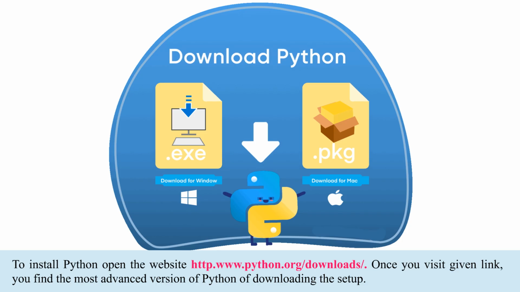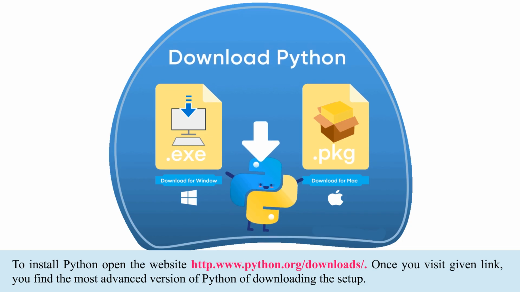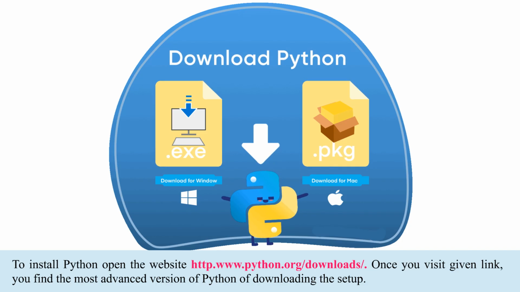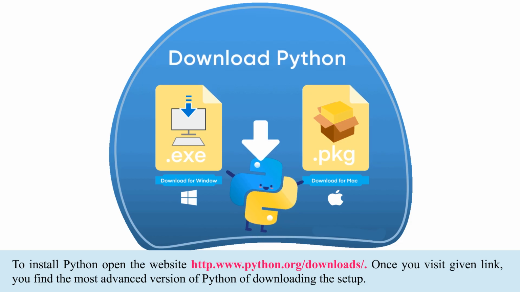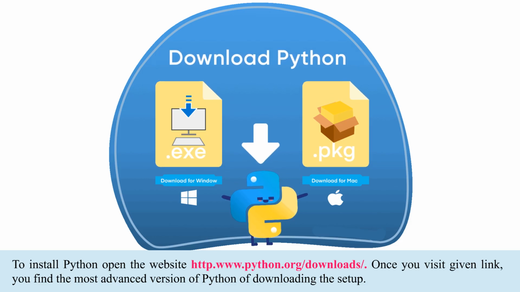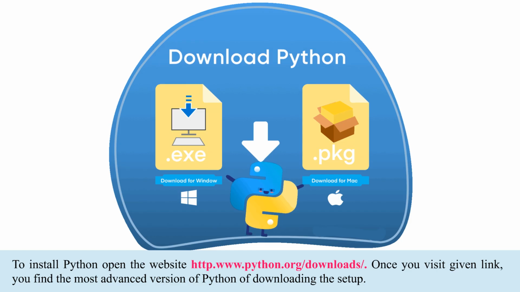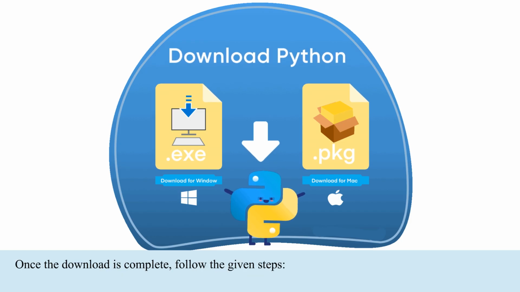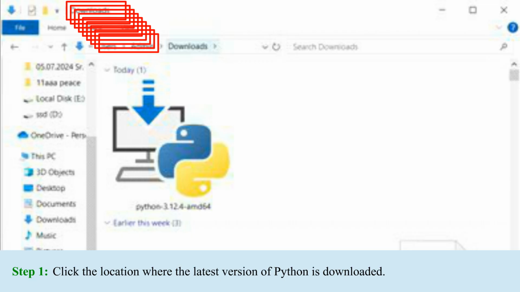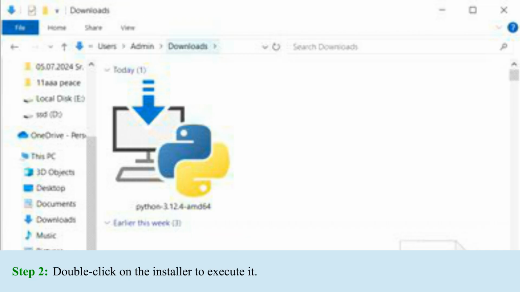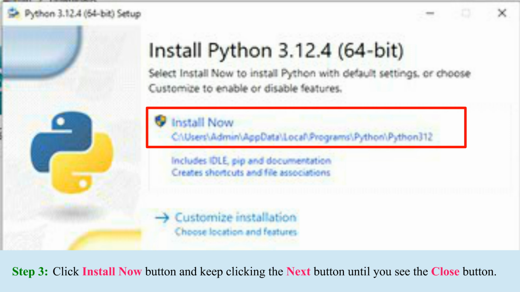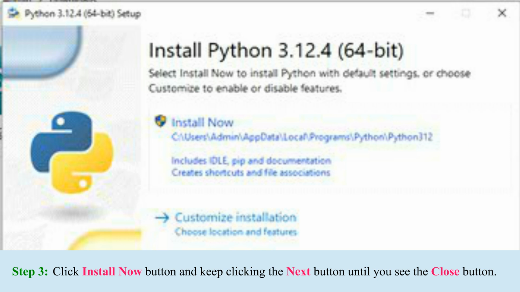Installing Python. To install Python, open the website www.python.org/downloads. Once you visit the given link, you find the most advanced version of Python for downloading the setup. Once the download is complete, follow the given steps. Step 1. Click the location where the latest version of Python is downloaded. Step 2. Double-click on the installer to execute it. Step 3. Click the Install Now button and keep clicking the next button until you see the Close button.